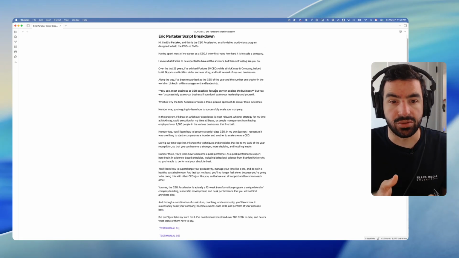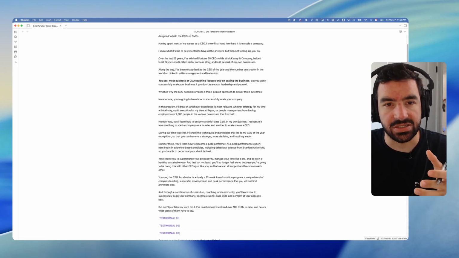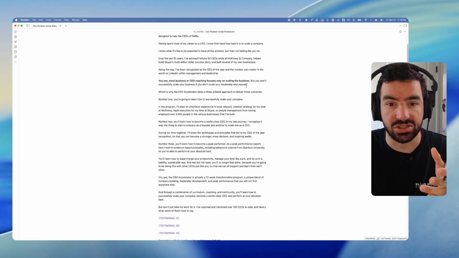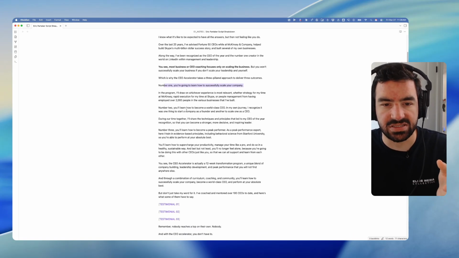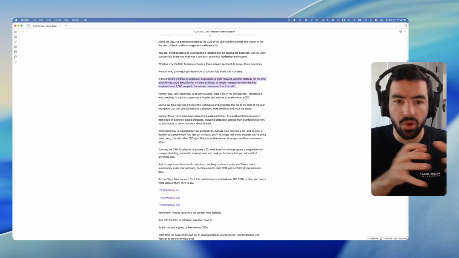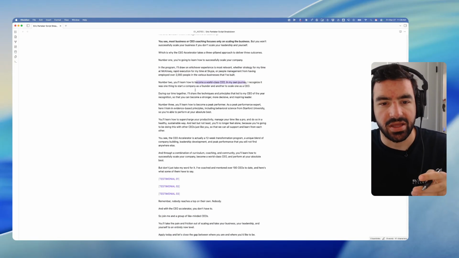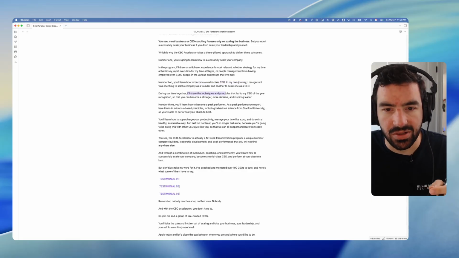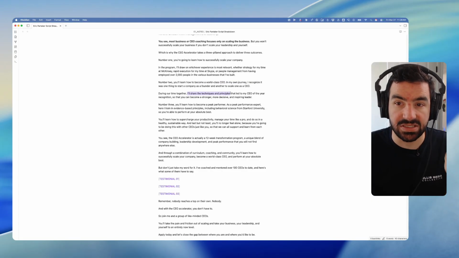After he talks about how most CEO coaching focuses only on scaling a business, he makes the solution of CEO Accelerator not focusing just on scaling, but he talks about that. He goes, number one, you're going to learn how to successfully scale. And then he talks about how his experience applies to that. So he's going to pull from that. And then he talks about how you're going to become a world-class CEO and how he's going to give you the techniques and principles that made him CEO of the year.